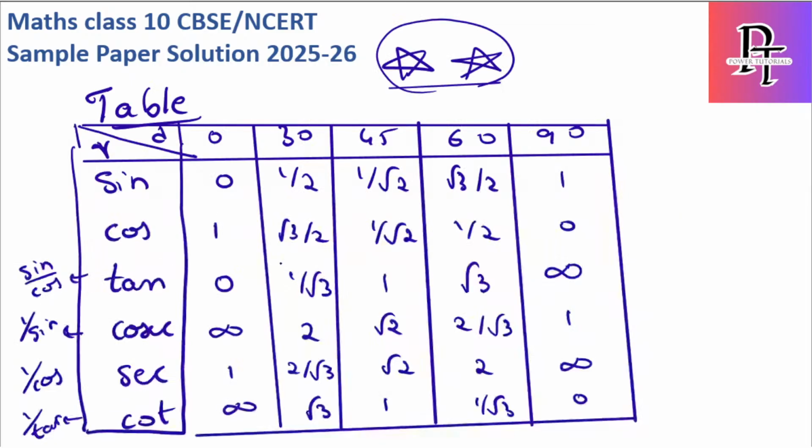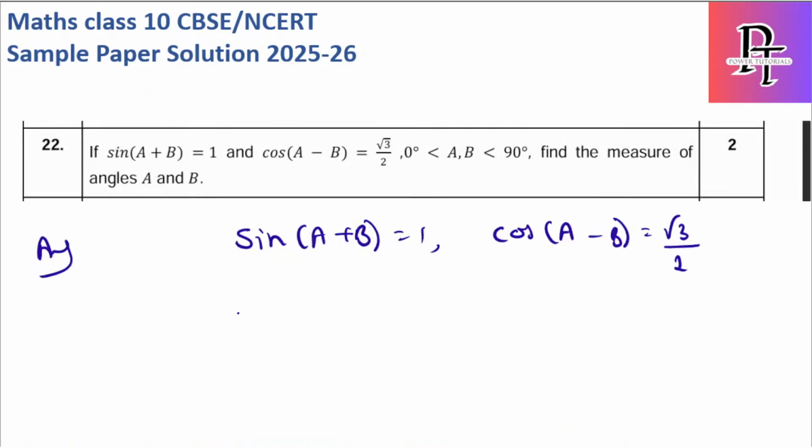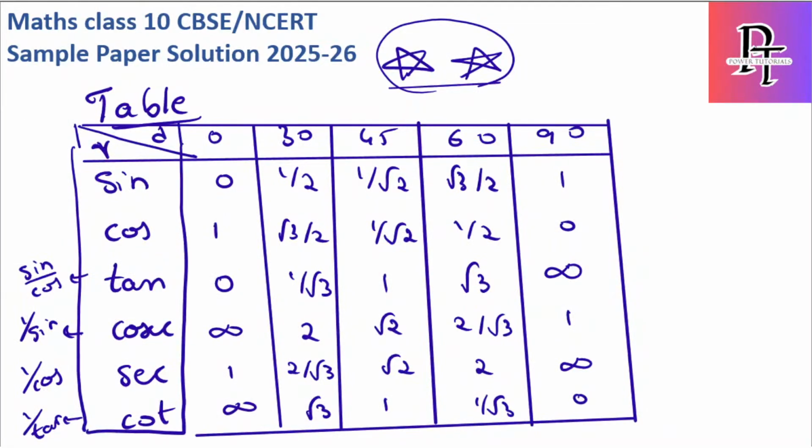Okay. So if you remember the table, take the table again. Check at which angle sine is 1. Sine 90 is 1. So simply a plus b is equal to 90 degrees. Cos theta is root 3 by 2. So again table, cos theta is root 3 by 2, the value is 30 degrees, because cos 30 I am getting as root 3 by 2.